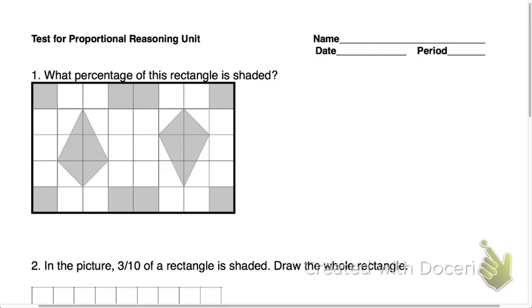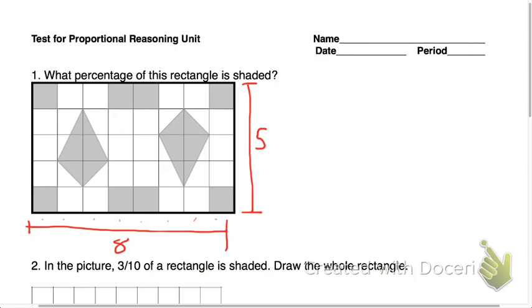Okay, for the first question, it asks what percentage of this rectangle is shaded. To be able to answer that, I need to first know how many total boxes there are in this rectangle. So I count. It looks like there are 1, 2, 3, 4, 5, 6, 7, 8 boxes in this direction. And then in this direction, 5 boxes. So multiply 8 times 5, and 40 boxes total.